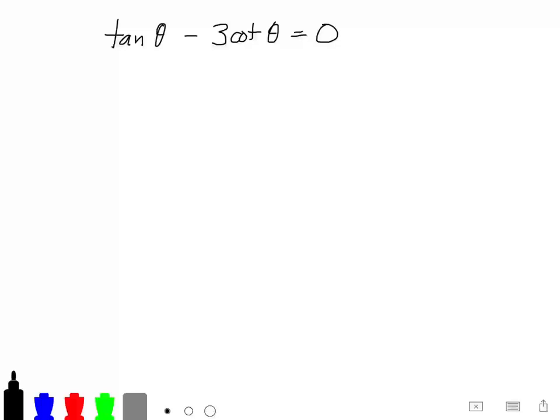Okay, we are going to solve for theta. Tangent theta minus 3 times the cotangent of theta equals 0. My first step is I want to get rid of this minus sign right here. So I'm going to move this guy over to this side, and I do that by adding. So tangent of theta is equal to 3 times the cotangent of theta.